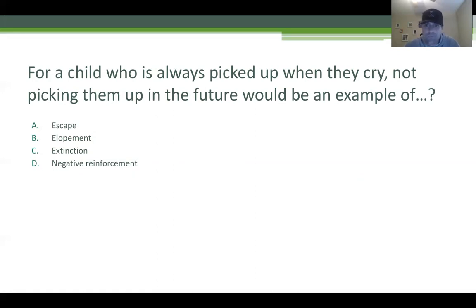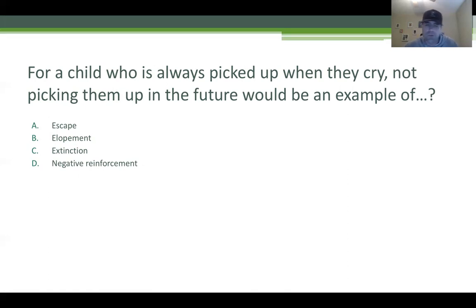Extinction. Now, it's not specified in the question, right? Are we reinforcing that behavior? But for the test, you can assume if this is the answer choices and this is what they're giving you, that picking them up, right, is reinforcing. So if we always pick them up and then we stop picking them up, what have we done? We've cut off their access to reinforcement, right? We've cut them off. What are we doing? We're now putting that behavior on extinction.